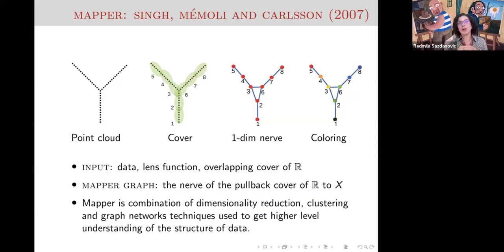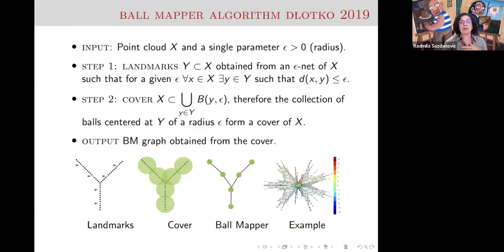So what I'm going to use here instead is Pavel Dlotko's version of the mapper algorithm. It's called ball mapper. It was introduced in 2019. And its simplicity spoke to me. I know that not making a choice is making a choice, but basically, the idea is that the ball mapper algorithm has only one single parameter. As an input, we use a point cloud and a single parameter. That's the radius of the ball.